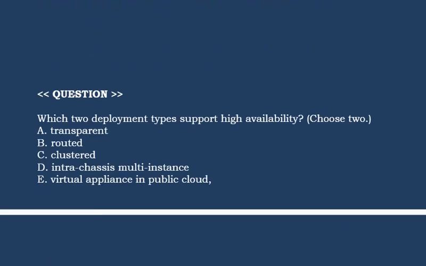Next question is, which two deployment types support high availability? Choose two options. Option A. Transparent. Option B. Routed. Option C. Clustered. Option D. Intra-chassis multi-instance. Option E. Virtual appliance in public cloud.